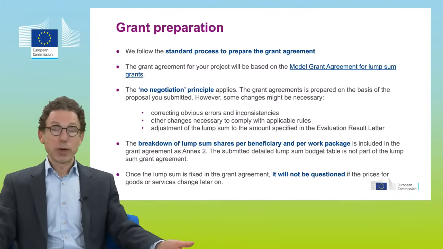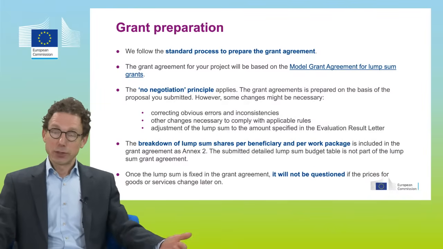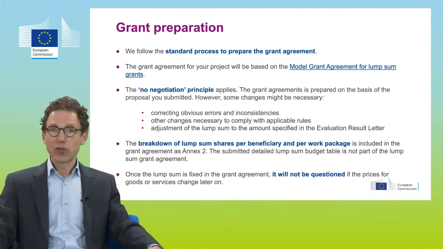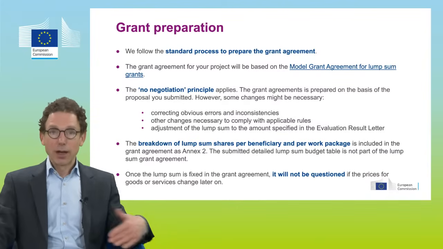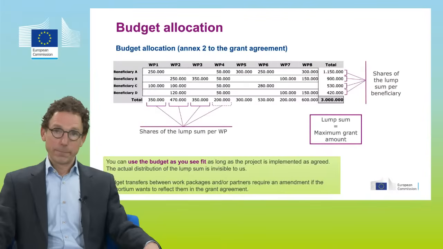We then have the situation where we have defined lump sum shares for each work package and each beneficiary, and we then expect that the project is carried out for that amount, and we are going to pay you according to that schedule, which is fixed in the grant agreement. We are not questioning it, even if any prices might change afterwards. So we do due diligence and try to come up with the best possible proxy for the cost upfront. After we sign the grant agreement, we don't question that anymore.